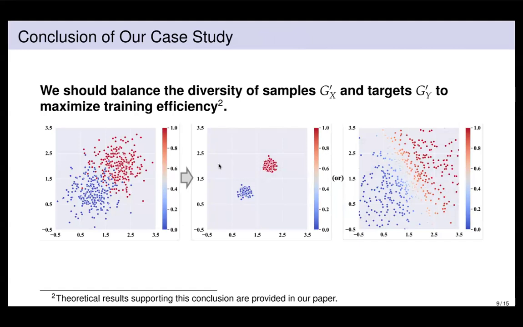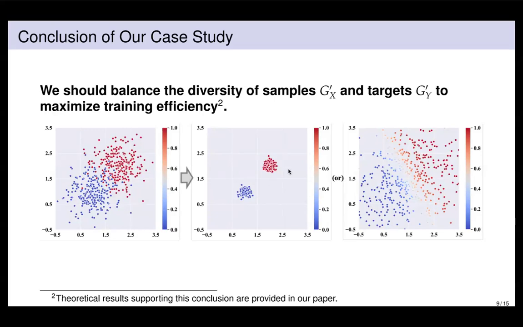Now let's have a conclusion of our case study. As a conclusion, we can say that we should balance the diversity of the samples and the targets to maximize the training efficiency. For example, in our case, training over the original data is not that efficient, but we can fix the targets and reduce the variance of the samples.